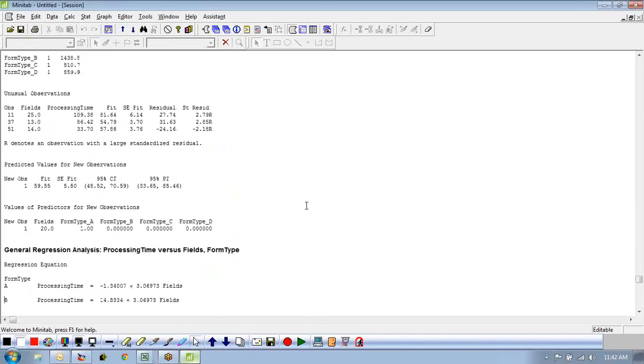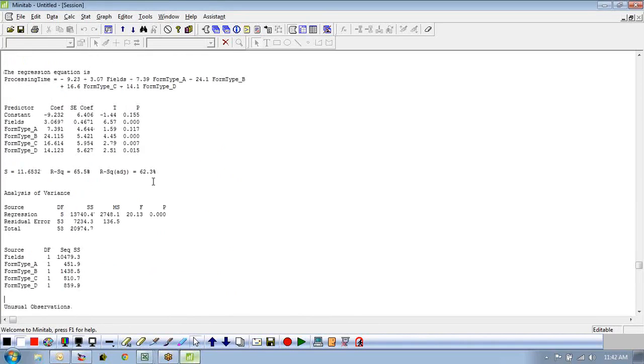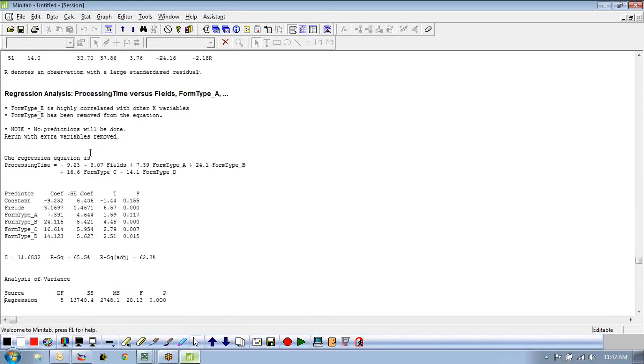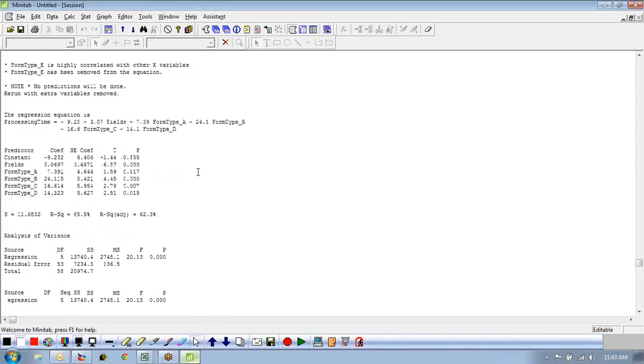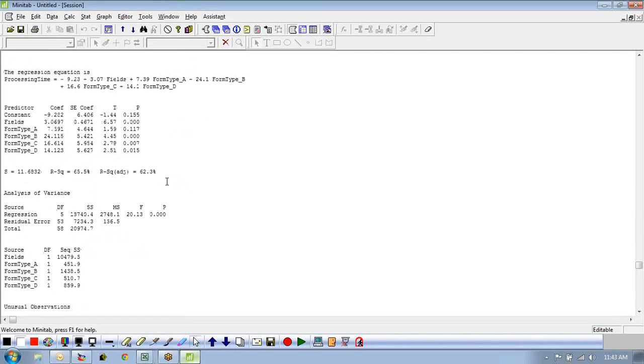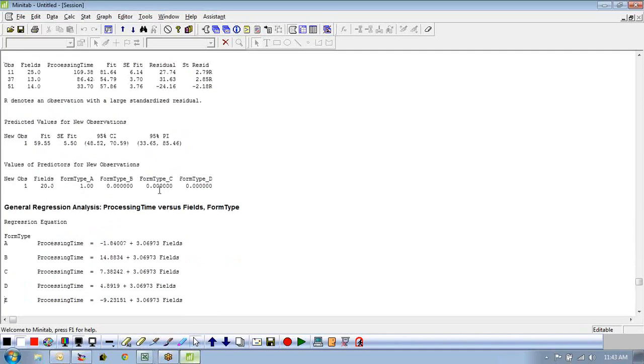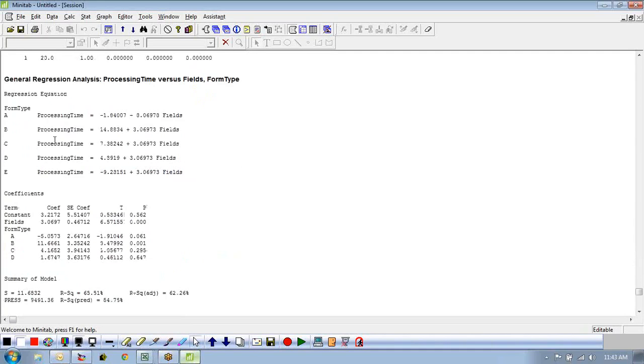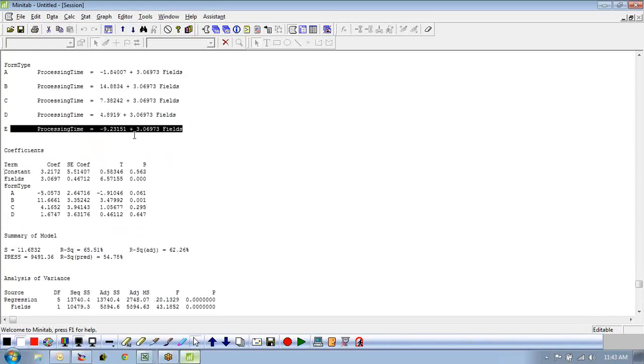And there it is right there. You'll see that, and this is a lot longer. Where are we? Okay. So here it gives the overall, which is what we had before. Oh no, here it is right here. Here's a general regression analysis. It says for form type A, here's my fit. For form type B, here's my fit. For form type C, here's my fit. Form type D, here's my fit. For form type E, here's my fit. And it's making them basically all the same without doing the adjustments.